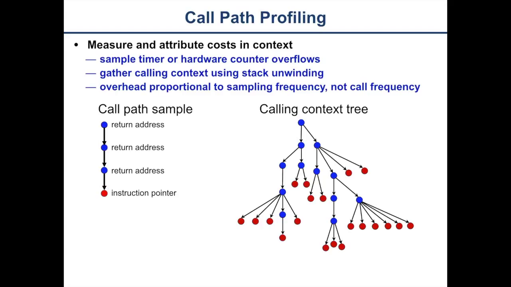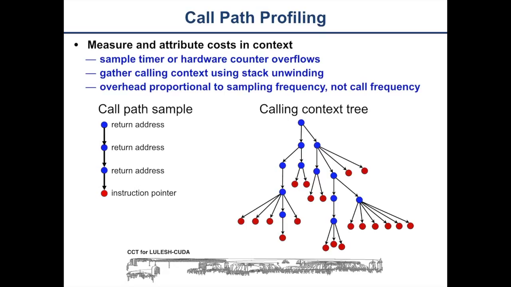HPC Run attributes the measurements back to calling context. Measurement is taken when the timer or hardware counter overflows. The full call path up to main is gathered using stack unwinding. The call paths are combined to form the calling context tree. The calling context tree for Lulesh application is shown.